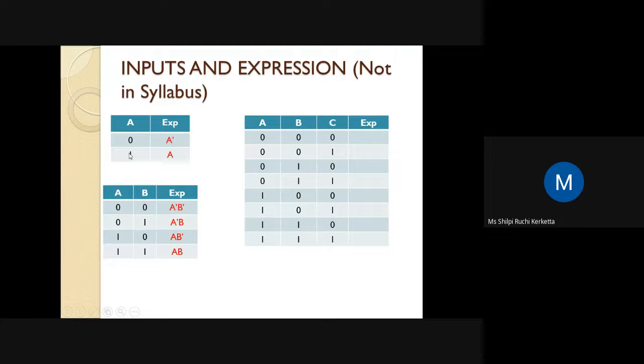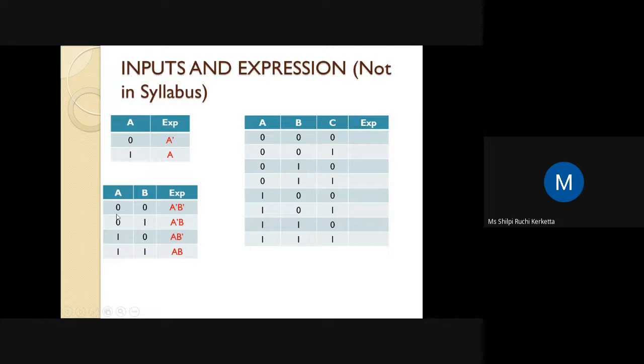If the input is a, we will write it as a. And if we have two inputs, then the combination will be 0 0, 0 1, 1 0, and 1 1. So how can we write this combination? Actually, we are using the sum of products. We will first do the products and then we will do the sum. So we have applied sum of products here.